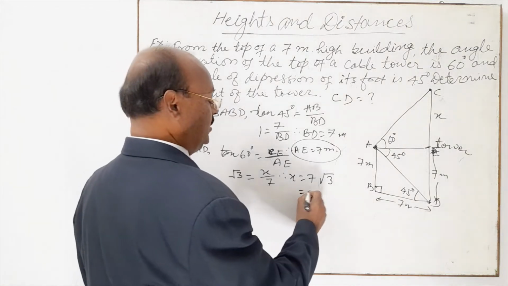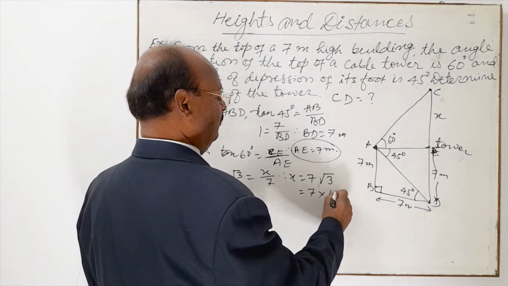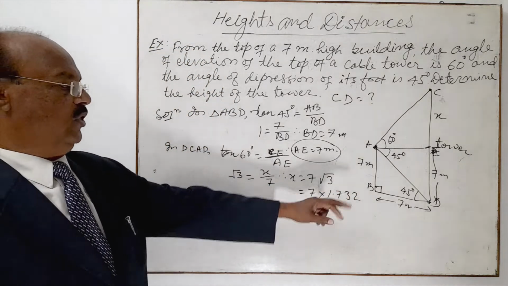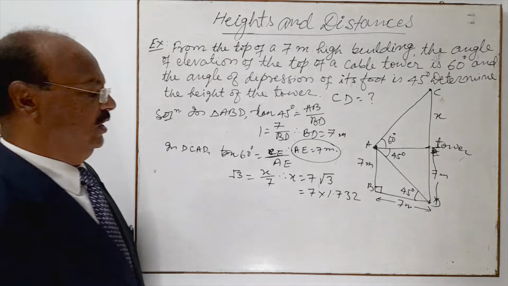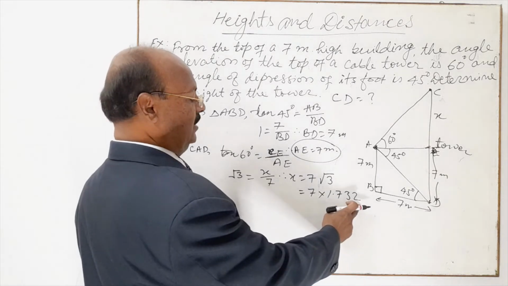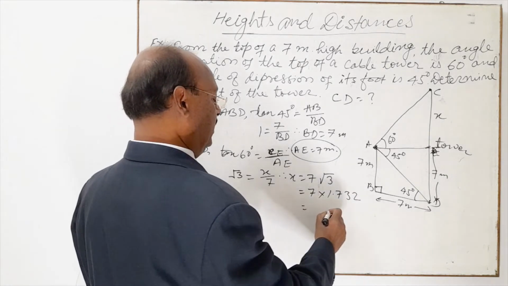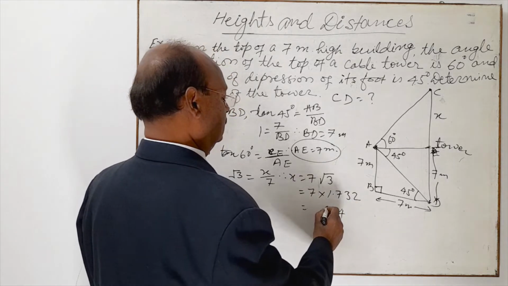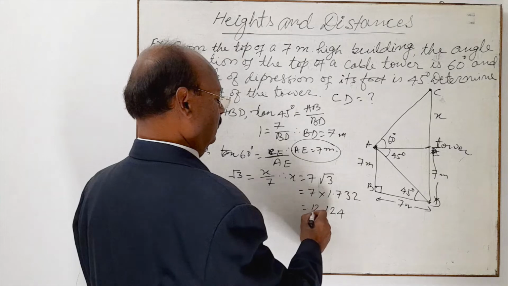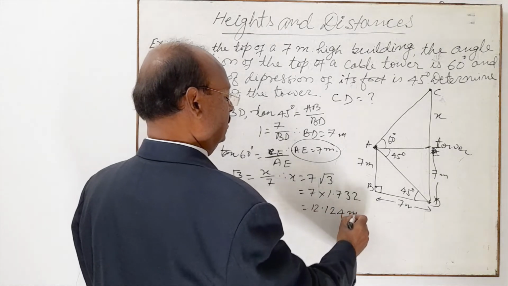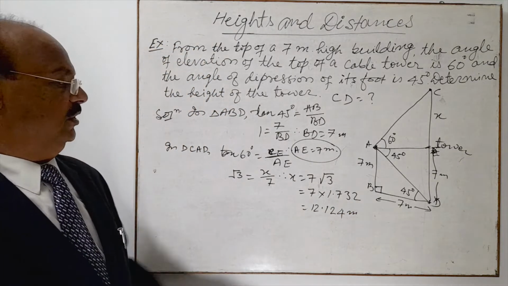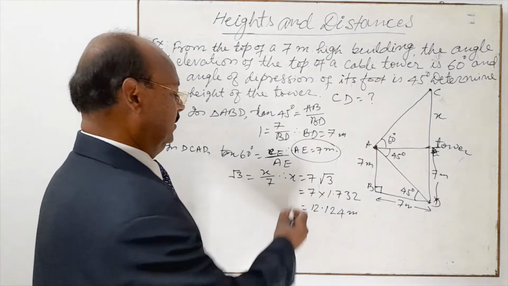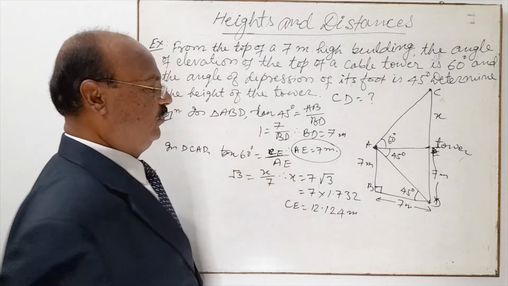And we can evaluate it very easily. 7 into 1.732. You know, the value of root 3 is 1.732. So let us multiply 1.732 with 7. We are getting here 12.124 meter. This is x. X means CE. This is CE.